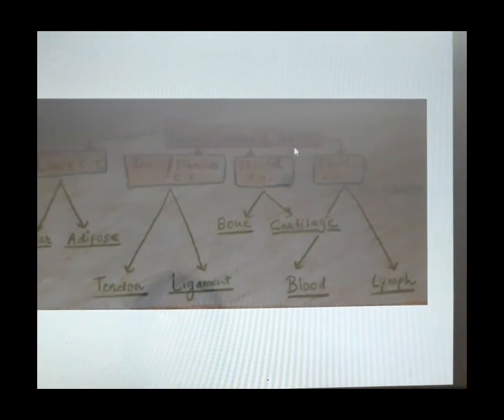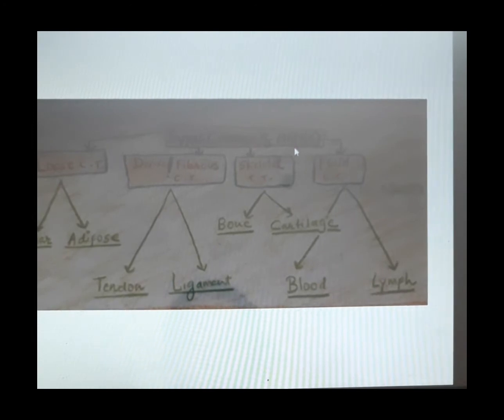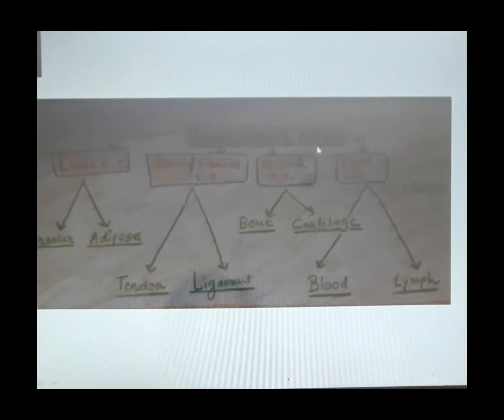Now, I told you that matrix plays a very important role in the connective tissue. Depending upon the matrix, the connective tissue can be classified as loose connective tissue, dense or fibrous connective tissue, number 3, skeletal connective tissue, and fluid connective tissue.